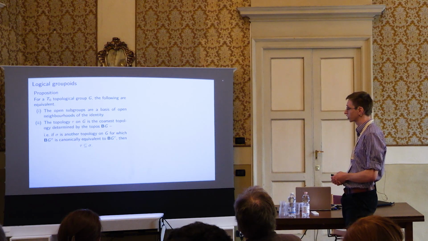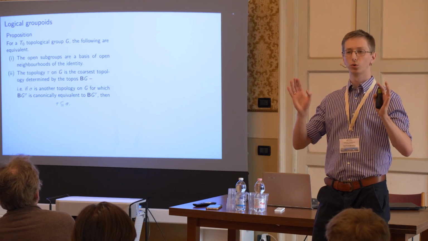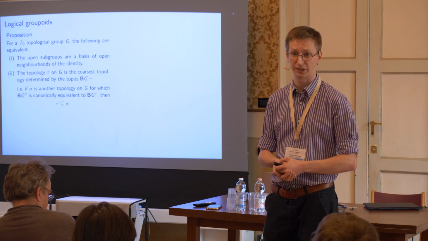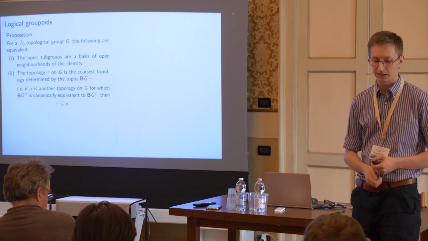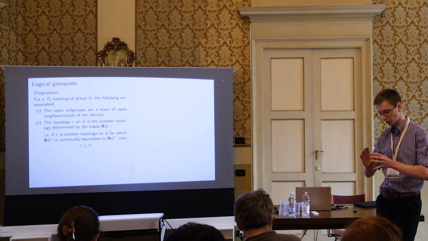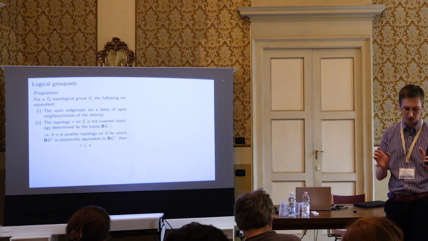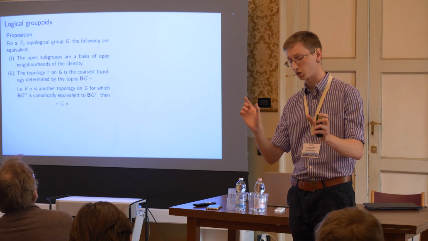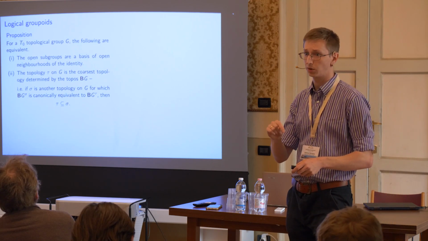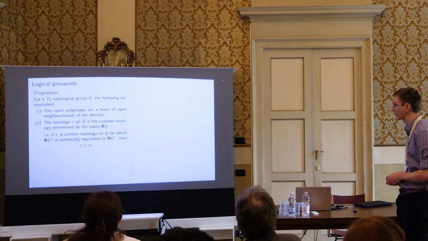The second equivalent condition is that the topology on our topological group is the coarsest topology determined by the topos, BG. That is to say, if we have another topology on the underlying group, and if the topos of continuous actions of that new topology and the topos of continuous actions for the old topology are canonically equivalent, then our original topology is going to contain the new one. It's the coarsest topology determined by the topos.